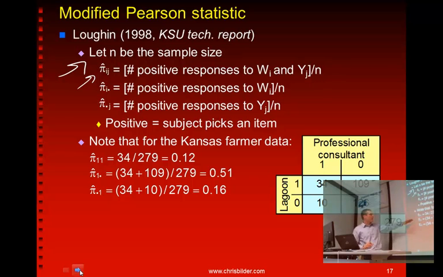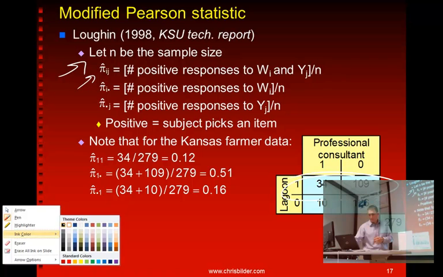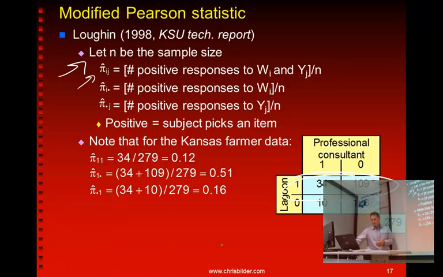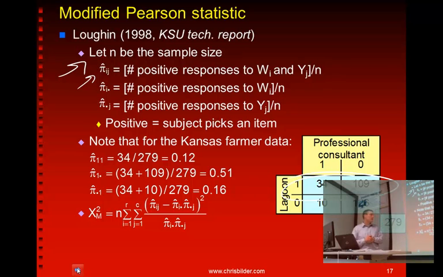So that, for example, pi hat 1,1 in this particular situation would be simply 34 divided by 279. Pi hat 1 dot would be 34 plus 109, this right here, divided by 279, and you get 0.51. With that, then, we can take a look at a test statistic. Form a Pearson-like statistic, like you would normally.